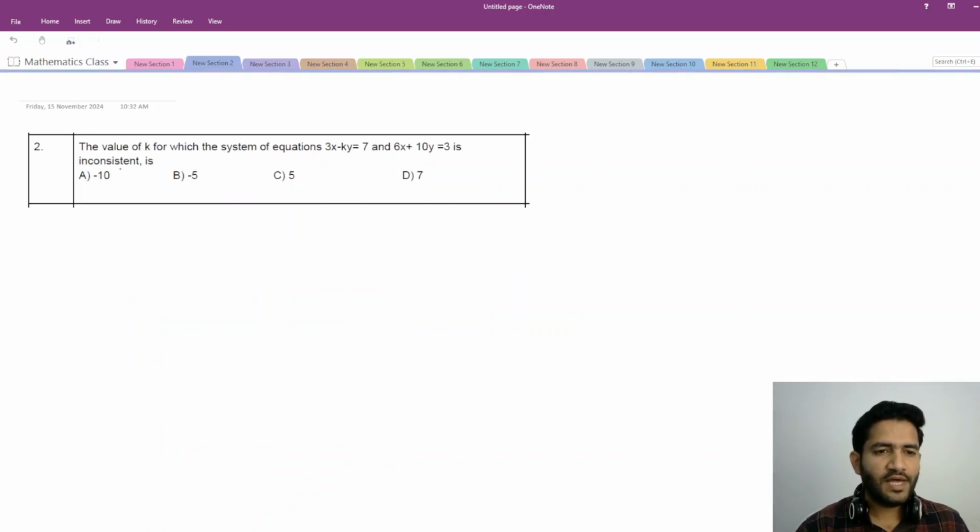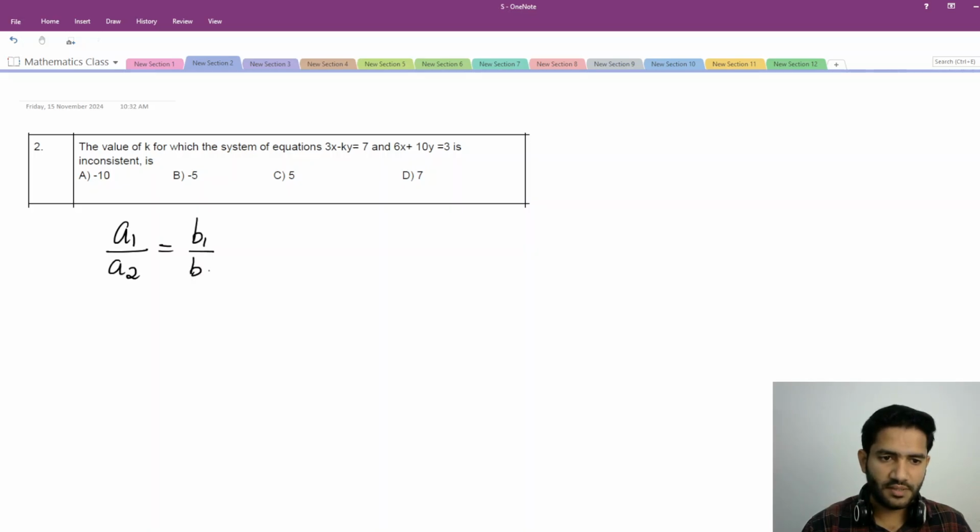Next one. The value of k for which the system of equations 3x minus ky equal to 7, 6x plus 10y equal to 3 is inconsistent. Inconsistent means there is no solution. No solution means these 2 lines are parallel. So a1 by a2 equal to b1 by b2 not equal to c1 by c2. If it is equal to c1 by c2, it is coincident. So not equal to c1 by c2.